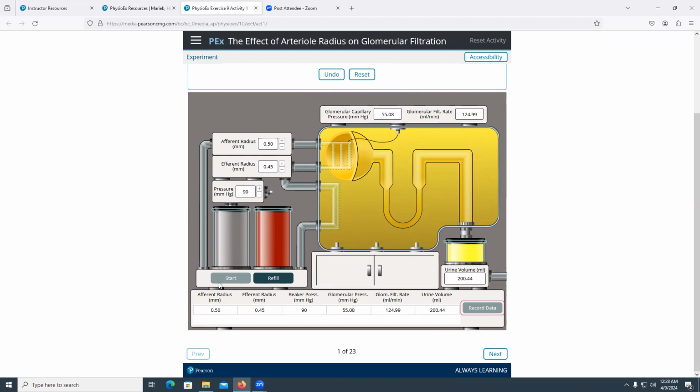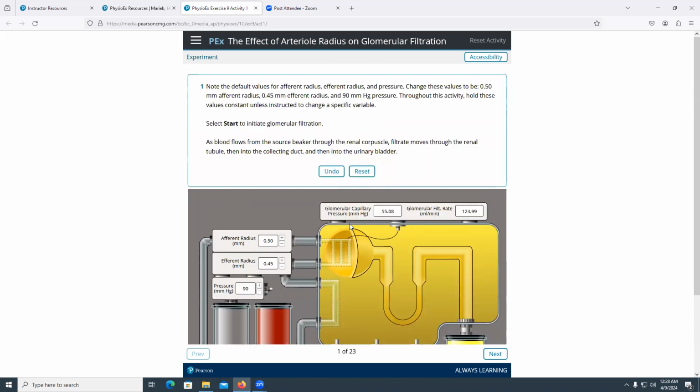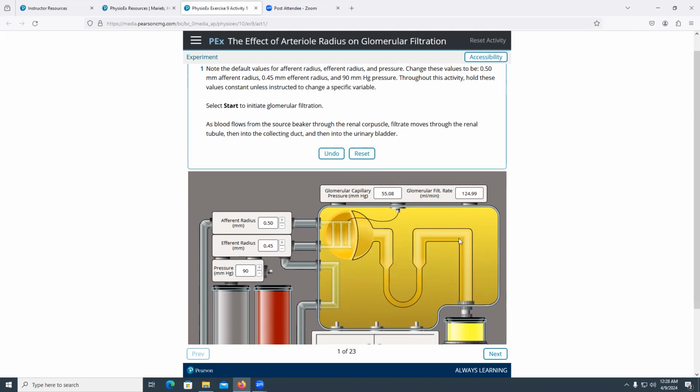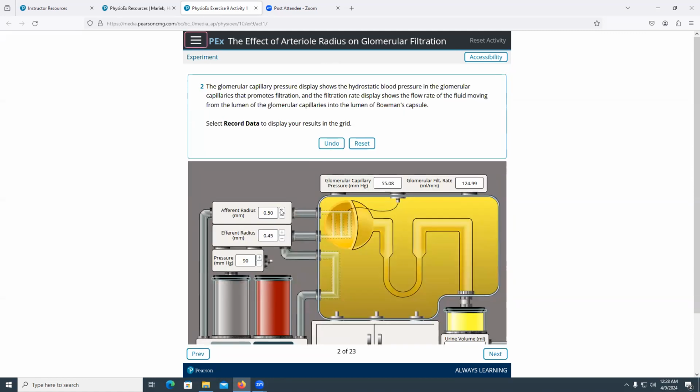Our afferent radius was 0.5, our efferent radius was 0.45, and the glomerular pressure came out to be 55 millimeters of mercury, and the filtration rate was 124.9 milliliters per minute. And the urine volume that came out was about 200.44 milliliters. So now let's do the same thing again. Change these values to be 0.5, 0.4. So we have done that. Let's move on to the next step.